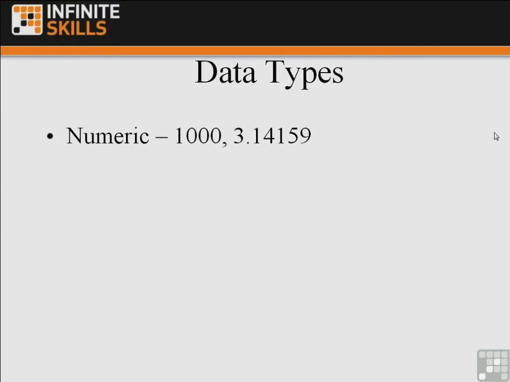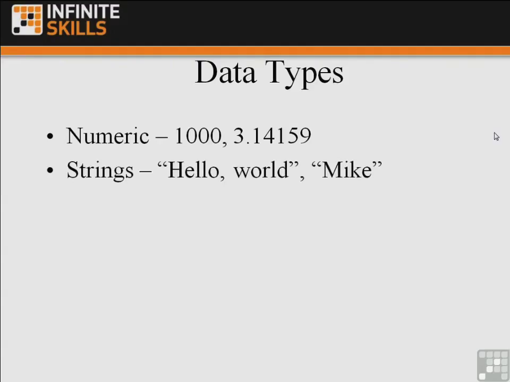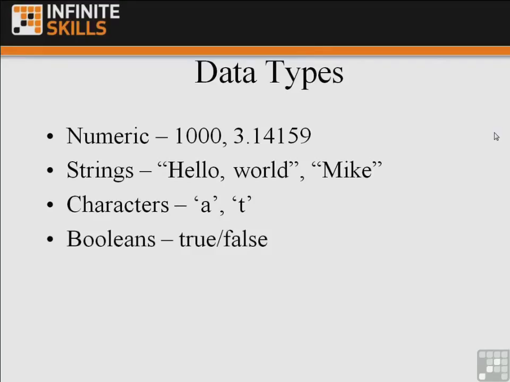Some examples of legal numeric data include 1,000, which is an integer, and 3.14159, which is a floating point value, or in Java terms, a double. We have string data such as hello world and Mike. String data is any data that is surrounded in double quotes. Java also has character data, which are single characters surrounded in single quote marks. That data type is called char, and we'll look at it in more detail later. And then finally, we have the Boolean data type, and that's for true and false values.